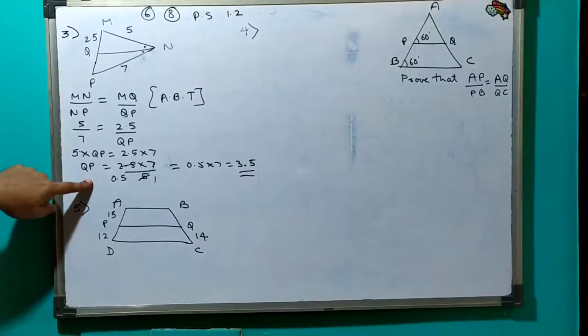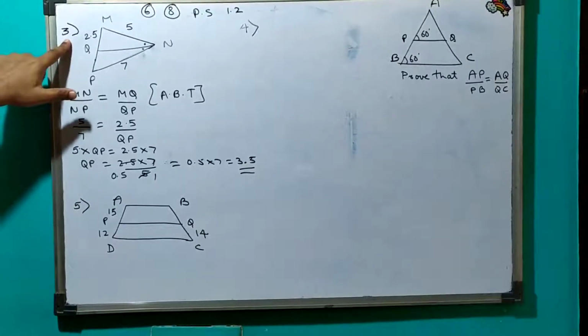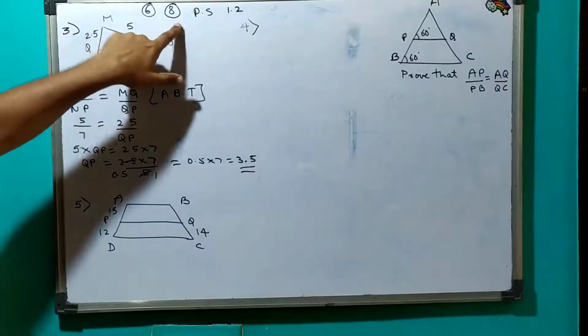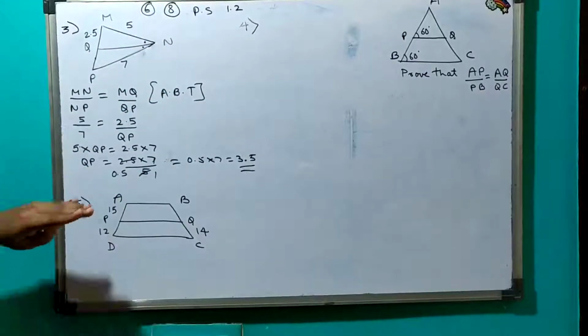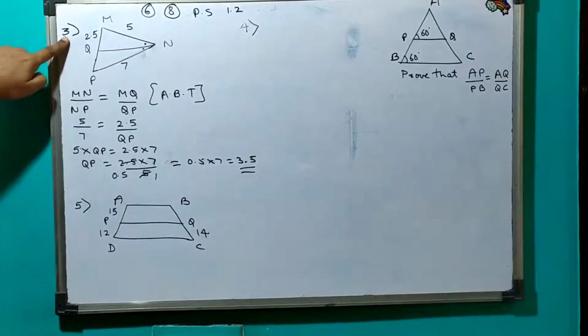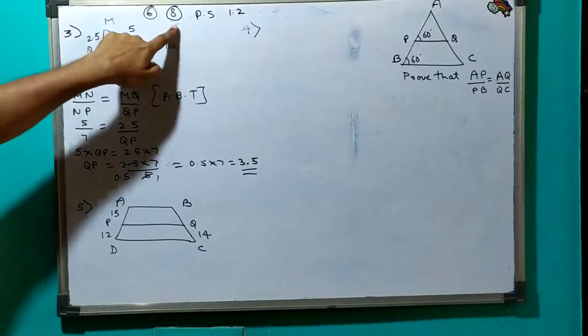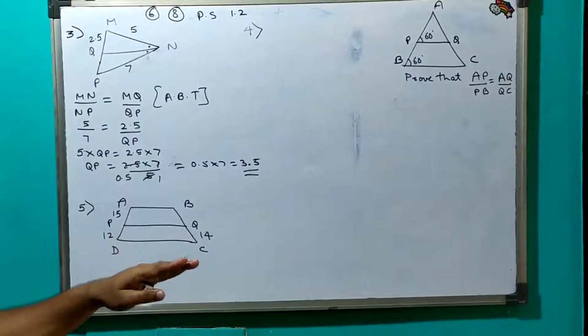Same type of sums are given in the exercise. This is question number 3. 6 and 8 have to be solved in the same manner. You have to solve. This is the third sum. 6 and 8 have to be solved in the same manner.